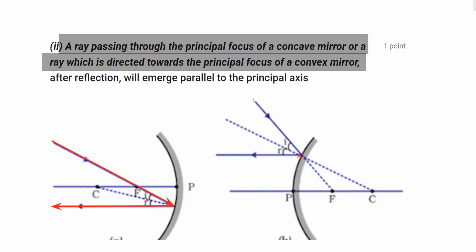In case of a convex mirror, as the ray cannot penetrate through the mirror, the focus lies on the other side. So if a ray is directed towards the principal focus, after reflection it will become parallel to the principal axis. Here too you have to keep in mind that the normal is the line joining the center of curvature to the point of incidence.